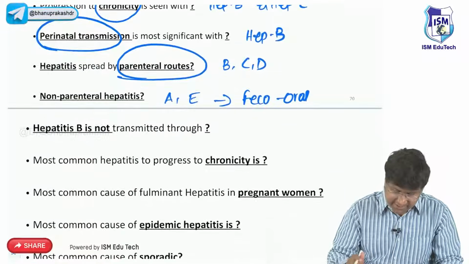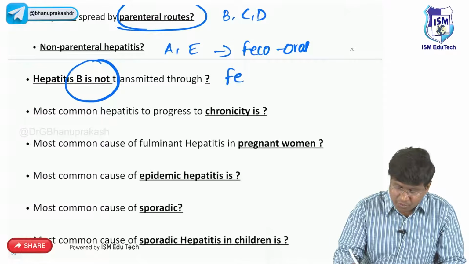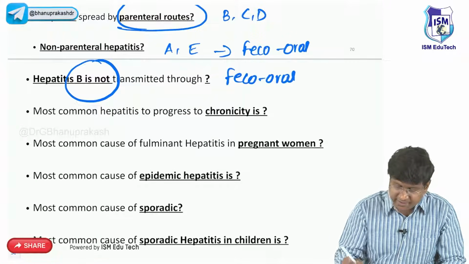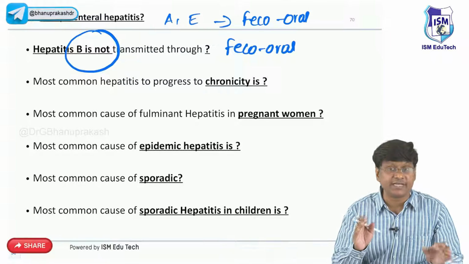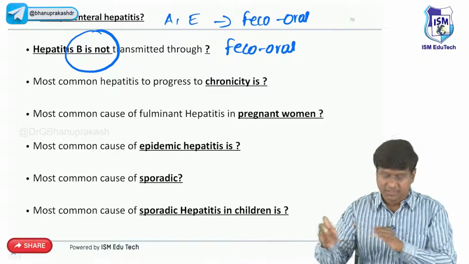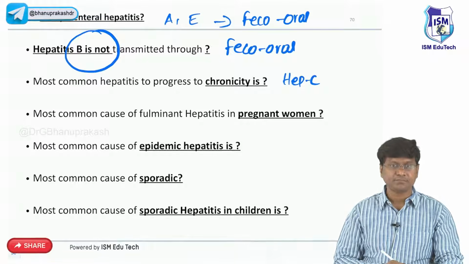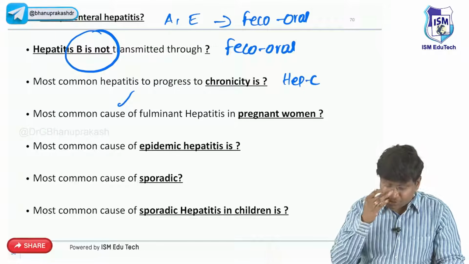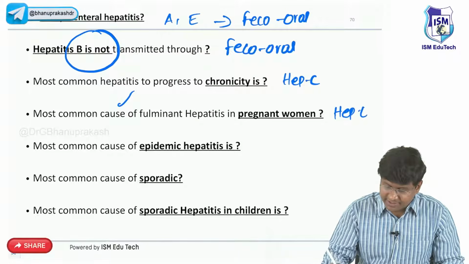Now, if you take the hepatitis B virus, it is not being transmitted through the feco-oral route, right? And the most common hepatitis that progresses to chronicity, remember, C for chronicity, C for hepatitis C, right? And the most common cause of fulminant hepatitis in pregnant women, that will be hepatitis E.